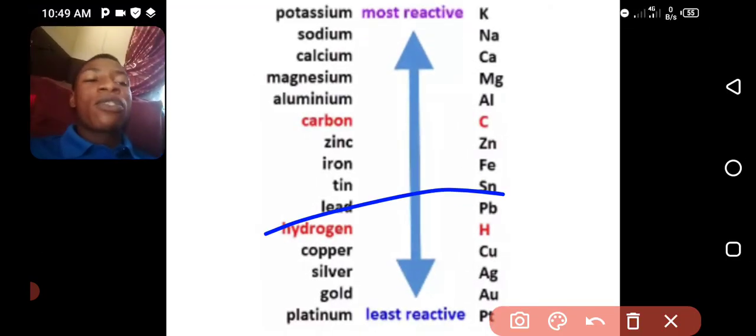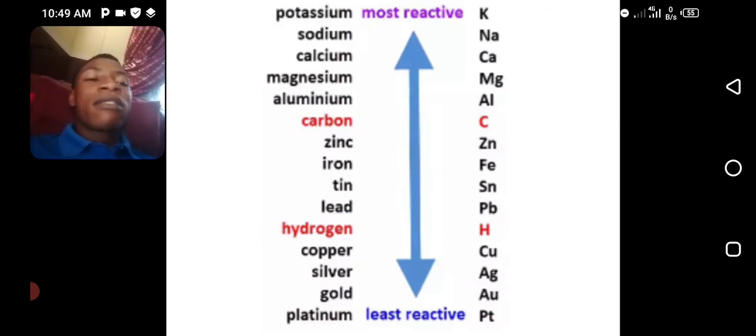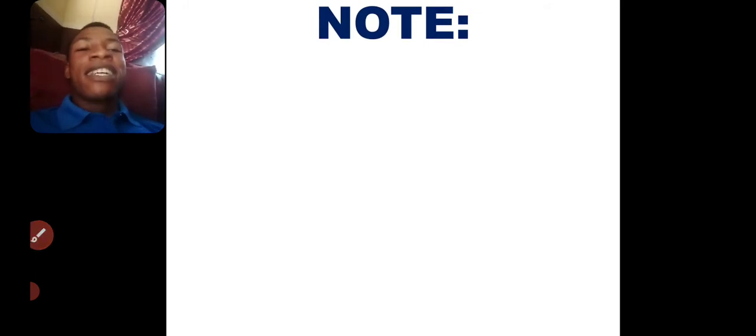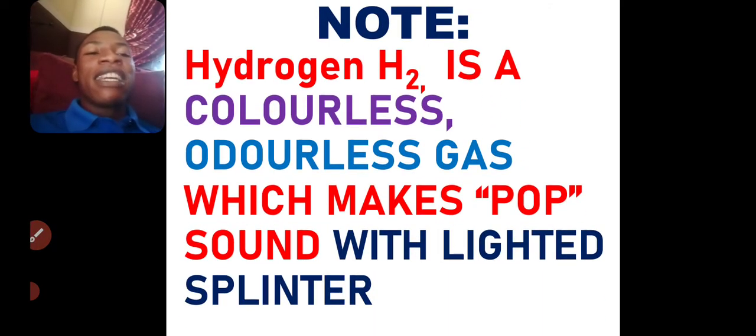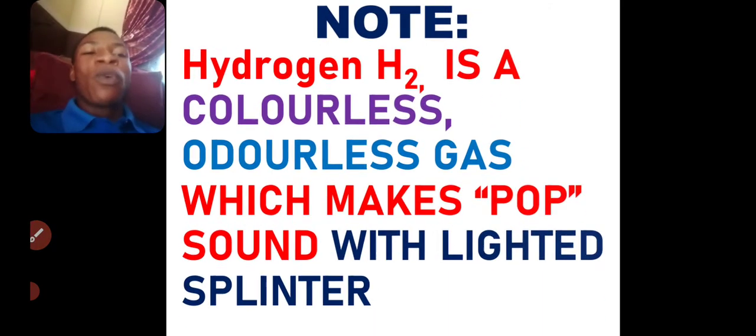It's a colorless, odorless gas that gives a pop sound with a lighted splinter. What's the meaning of a lighted splinter? Matches. You can see that a match that is lit is a lighted splinter. When hydrogen is inside that test tube and you put the lighted splinter there, you hear a pop sound. That's how you know that it's hydrogen.